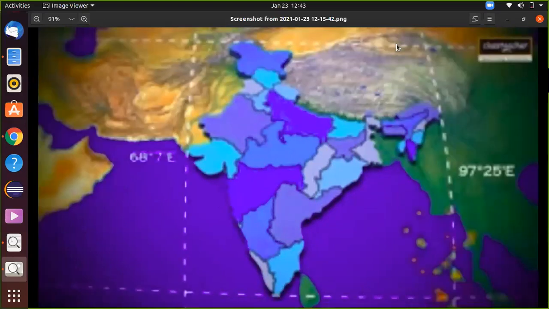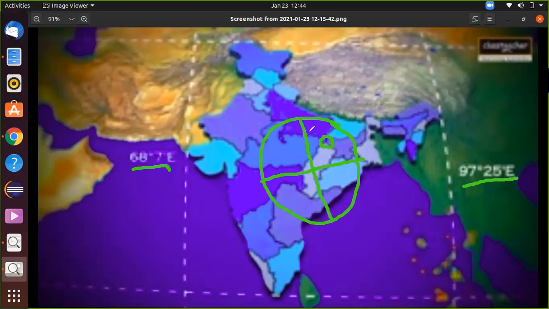Similarly, we have seen the latitudinal location of India. Now we can see the longitudinal location of India. India lies between 68 degrees 7 minutes east and 97 degrees 25 minutes east. Why is it called east? Because I told you earlier, if this is the globe, and this is the prime meridian and this is the equator, we saw India lies here. So India lies to the east of the prime meridian and north of the equator.